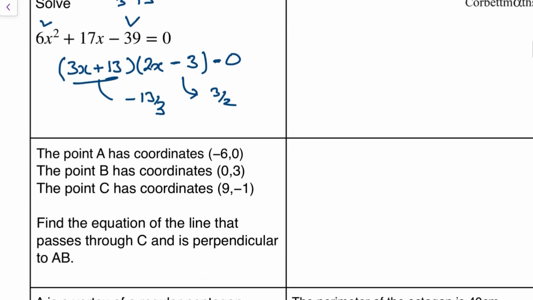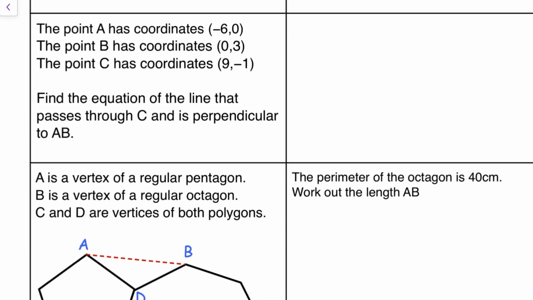Next question. The point A has coordinates, the point B has coordinates. Let's see where this is going first. So the point C has coordinates. Find the equation of the line that passes through C and is perpendicular to AB. Okay, this is actually similar to a perpendicular bisector. So the thing I need first is the gradient of A to B. So from A to B, I go up 3 and I go up 6, and that gives me a half, which means the gradient of the perpendicular is minus 2.